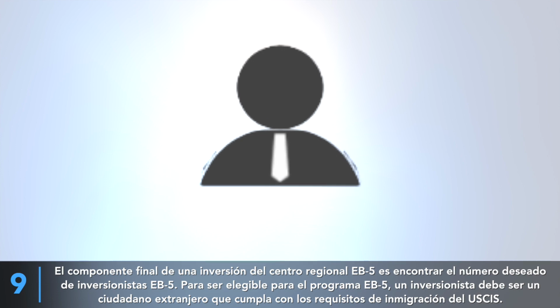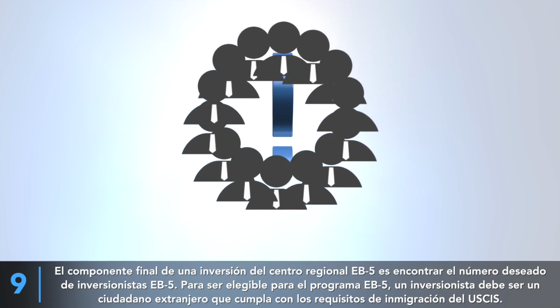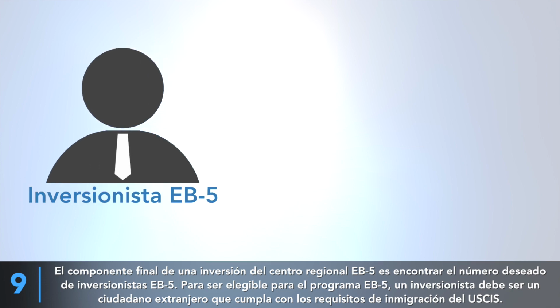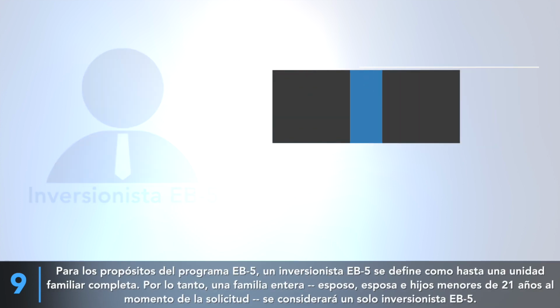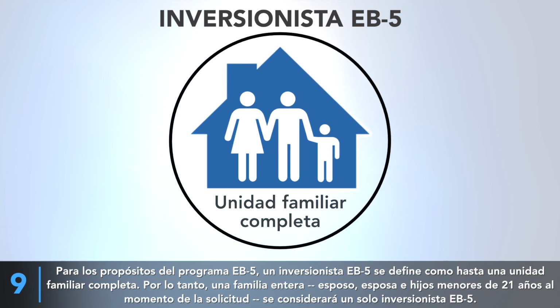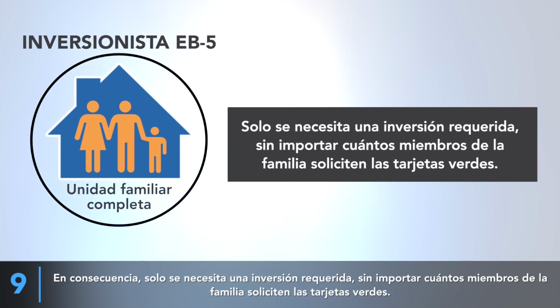9. EB5 Investor Requirements. The final component of an EB5 regional center investment is finding the desired number of EB5 investors. To be eligible for the EB5 program, an investor must be a foreign national who meets the immigration requirements determined by USCIS. For the purposes of the EB5 program, an EB5 investor is defined as up to an entire family unit. Therefore, an entire family, husband, wife, and children under age 21 at the time of application will be considered a single EB5 investor.